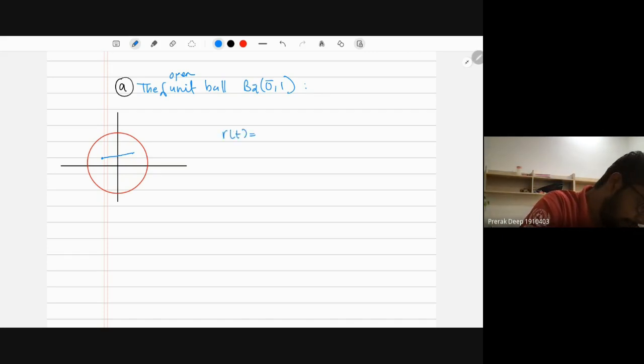So let's take this point to be A1, A2, and this point to be B1, B2. In short, we write it as A bar and B bar. Okay. So what is the simplest equation that you want to join A to B? At 1 it should be at B, and at 0 it should be at A. So that's what the equation will look like to me.